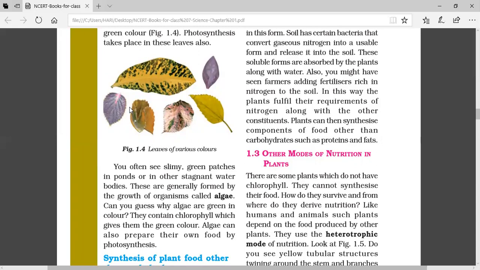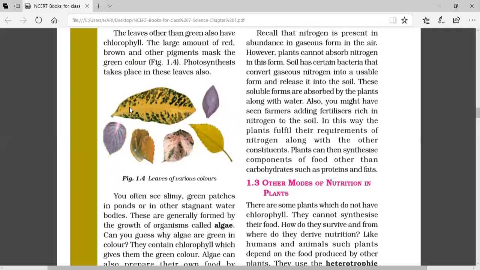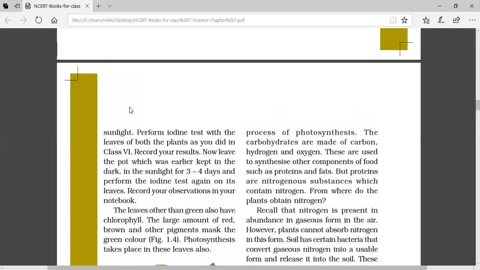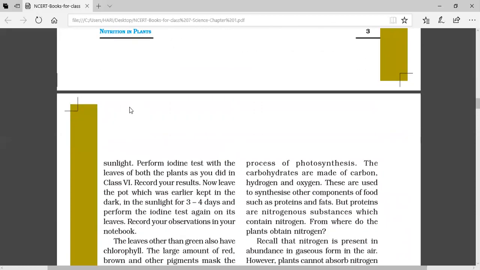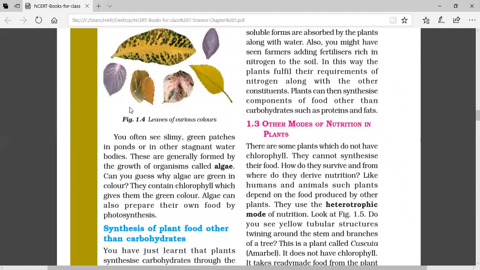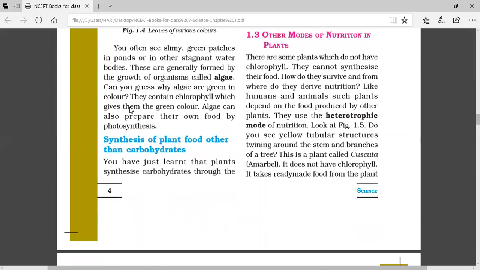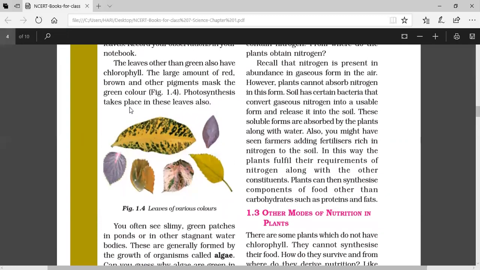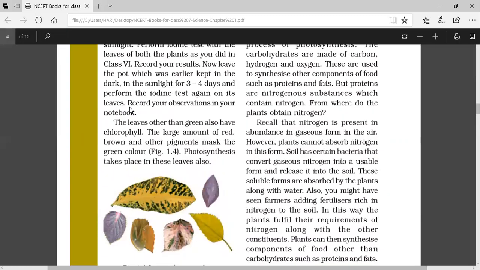Now you know plants prepare food in the form of carbohydrates. Carbohydrates are the compounds formed of carbon, hydrogen, and oxygen. Along with this, plants also need nitrogen. How do they get nitrogen? And children, you know that 78% of atmospheric air contains nitrogen. But plants cannot absorb this nitrogen directly from the air.